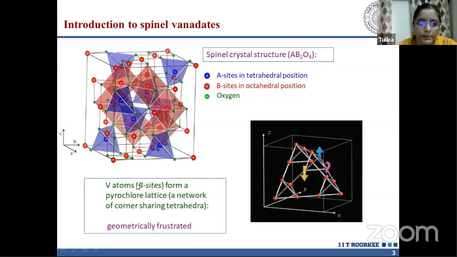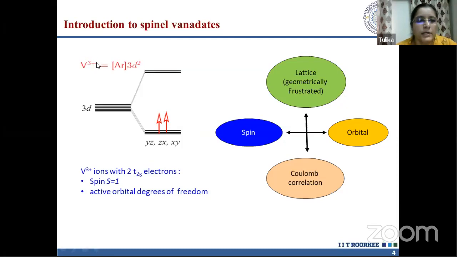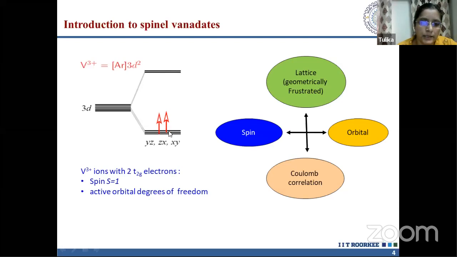For us, this B site is the vanadium. This vanadium is in 3+ valence state, so it has 2 d electrons in an octahedral environment. So there are 2 d electrons in the triply degenerate t2g orbitals, so it is partially filled. Therefore, the orbital degree of freedom is not completely frozen. It's active, and the Hund's coupling is also relatively strong here, so it is in the high spin state. So both spin and orbital degrees of freedom are active.